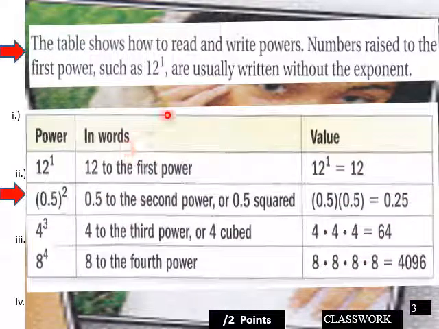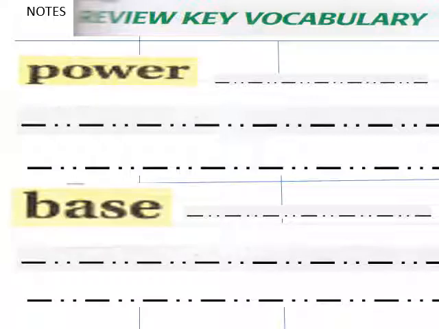The table shows how to read and write powers. 12 to the first power equals 12, and etc., down to 8 to the fourth power. 8 times 8 times 8 times 8, 4096. So this is the general manner of how powers are written and read. 4 to the third power, 8 to the fourth power, 0.5 to the second power, or 0.5 squared.